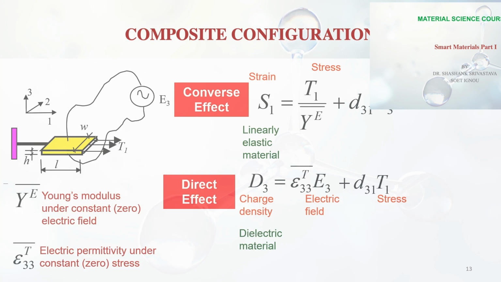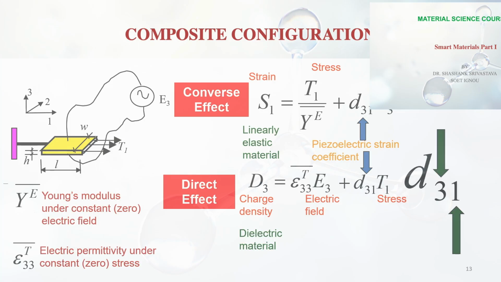And what we find between the two equations is that we have a common term d31. This is called the piezoelectric strain coefficient. So here, what 3 and 1 stand for: the first subscript indicates the direction of the electric field, which is along axis 3, so we find 3 here. And the second subscript indicates the direction of the stress or the strain, which is axis number 1.